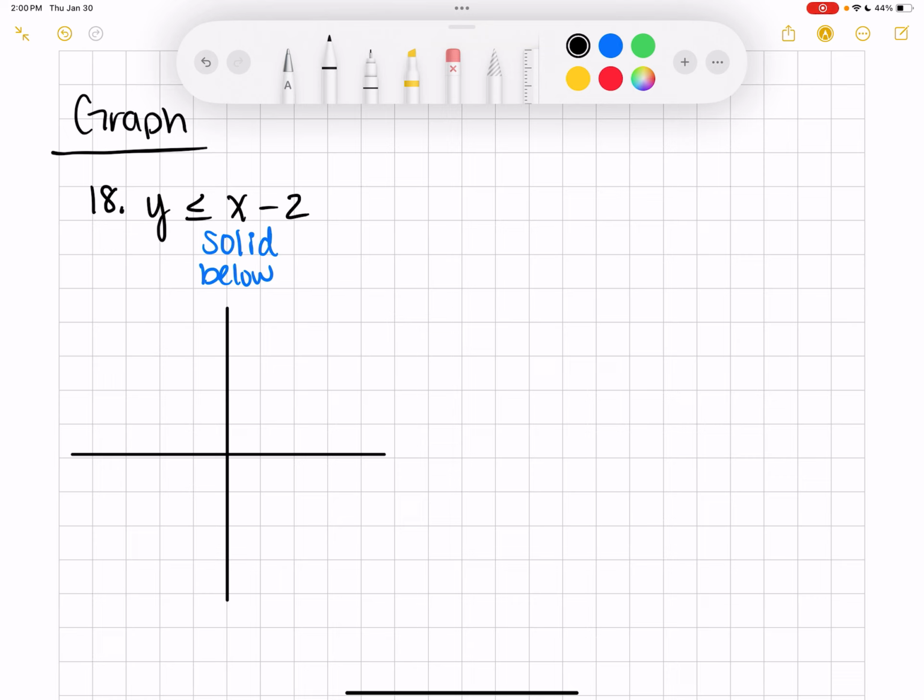And since I have grid lines, I'm not going to put all the little ticks on there. If you're not using that, then obviously you need to put those things on there. I'm going to be counting by ones. So what is my y-intercept? 1.